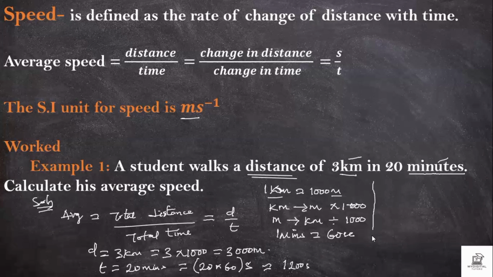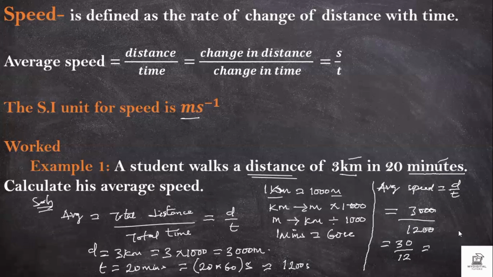The next thing is to input that in my formula. Average speed is equal to distance all over time. So this will be equal to 3,000 all over time, 1,200. We cancel 20 here, and I'll be left with 30 all over 12. Then 30 divided by 12 will be 2.5 meter per second. 2.5 meter per second.